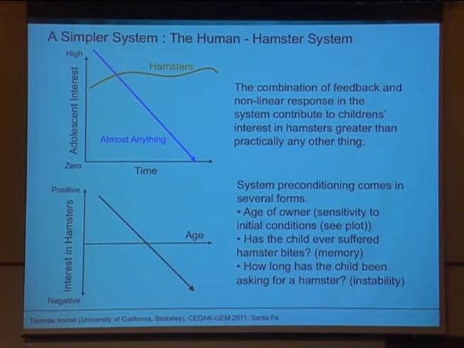There's also feedback and nonlinear responses that are part of system science. Preconditioning, we talked about this in terms of the magnetosphere, in terms of ionospheric response to magnetospheric inputs. Here's an example of preconditioning in the human hamster system. Interest in hamsters, I propose, starts high early in the age of a human and then crosses the threshold of disinterest into active anti-interest in hamsters.